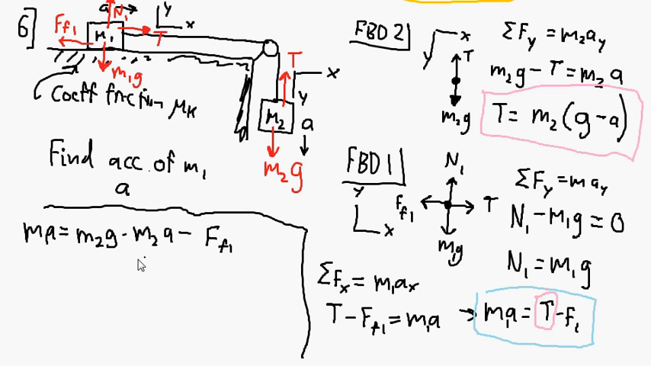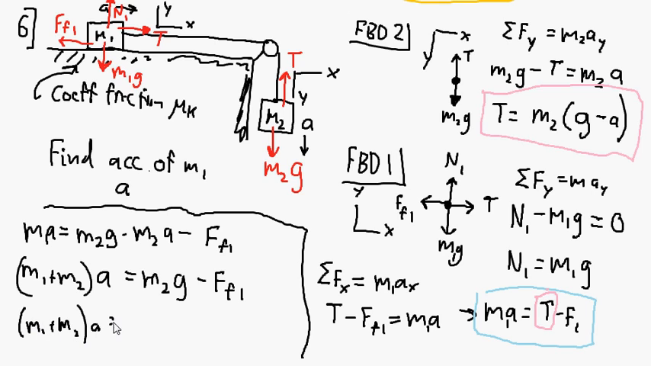So what I want to do is collect my a terms over here. There's m1a, and then this minus m2a comes over and becomes plus m2a. So m1 plus m2 times a equals m2g minus the friction force on block 1. So the friction force on block 1 is what's pulling us backwards. That's going to equal mu k times the normal force for block 1. So m1 plus m2 times a equals m2g minus mu k times the normal force for block 1. The normal force for block 1 we found over here is m1g.